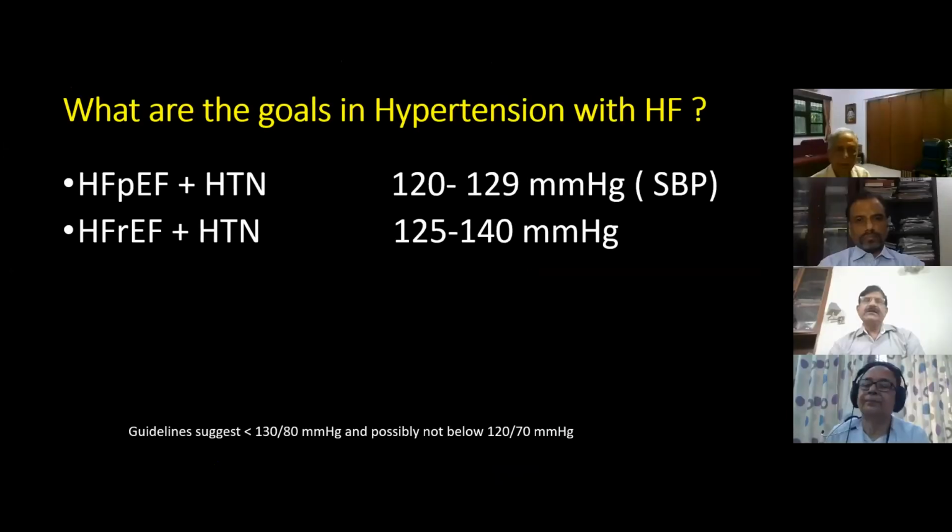So what are the goals in hypertension with heart failure? In HFpEF with hypertension, the goal of systolic blood pressure is 120 to 129 and diastolic blood pressure 80 millimeter of mercury or less. In HFrEF, you need to maintain a little higher systolic blood pressure, and it will be nice in case systolic blood pressure is between 125 to 140 and diastolic blood pressure is between 80 to 90 millimeter of mercury.